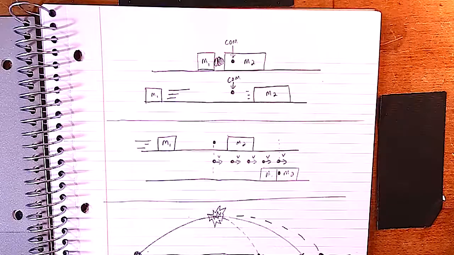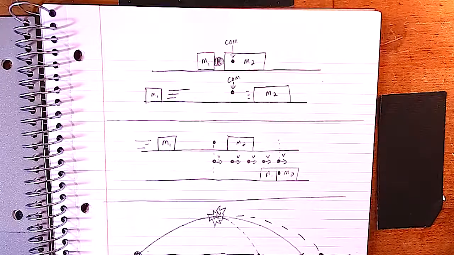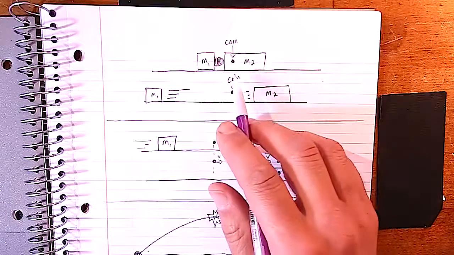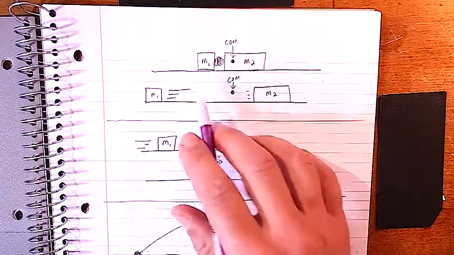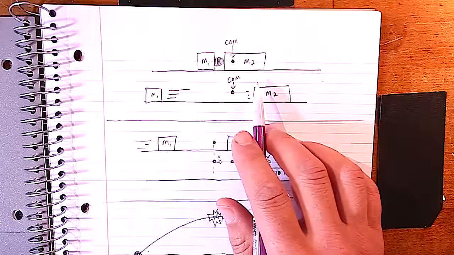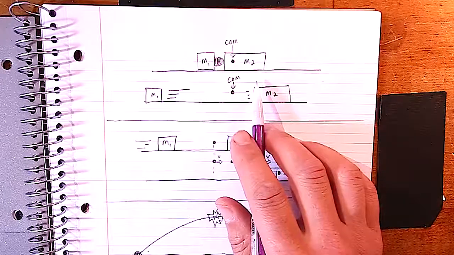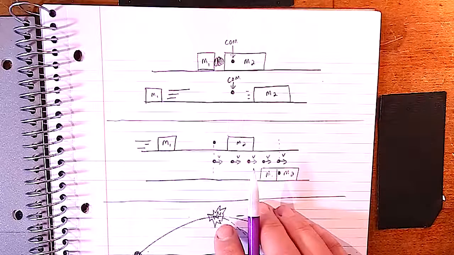I just want to go over this concept briefly. It doesn't come up very often, but I do think it's kind of important. And that is the idea that if there's no net external forces on a system, then the velocity of the center of mass can't change.